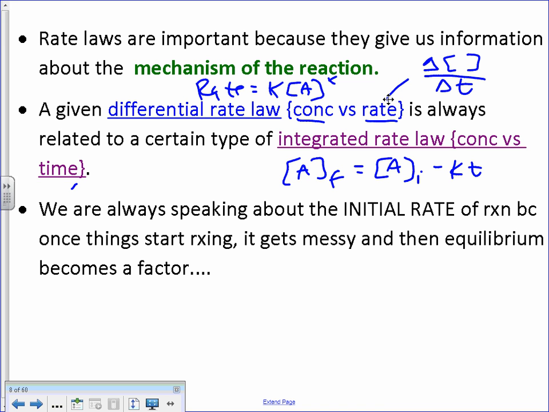And whenever we talk about rate laws, we are only indicating the initial rate, and we never say initial rate. You'll see that a couple times in your problem sets. Because after things start reacting, everything gets a little messy, equilibrium starts to become a factor, and so we can't really have a standard rate that everybody's concerned about. We're really honing in to make sure we're consistent. We're honing in on the initial rate.